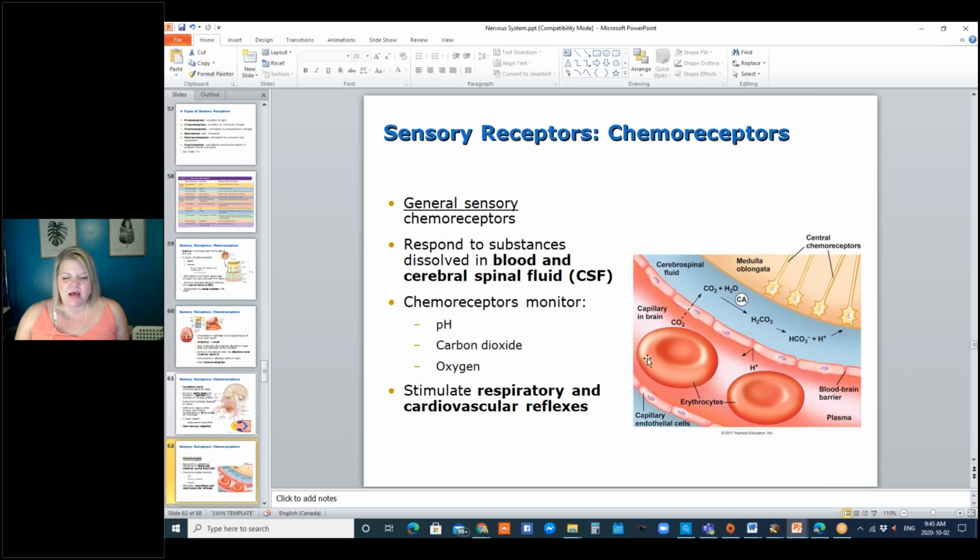Cardiovascular reflexes will pick up these sensations as well and influence different movement of carbon dioxide and oxygen across the membrane.